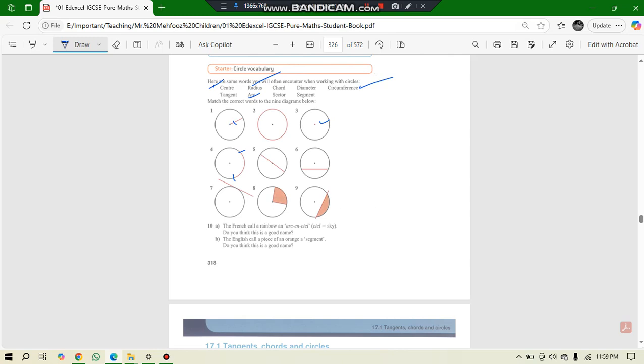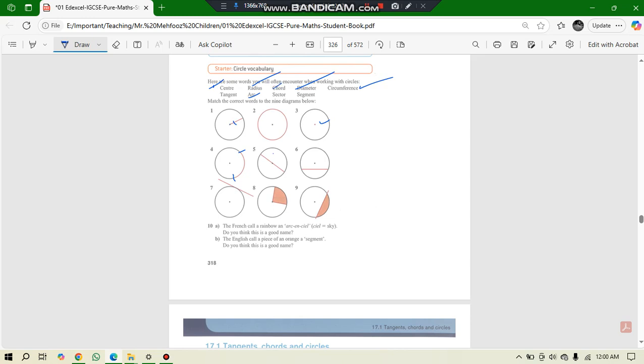Diameter is basically that straight line which connects 2 points of the circle and passes through the center of the circle. Okay, so this is the diameter, this one. Sixth is the chord. A chord is the same as the diameter, but it has one less property: it just meets 2 points on the circumference of the circle, but it does not pass through the center of the circle. So this is the chord.